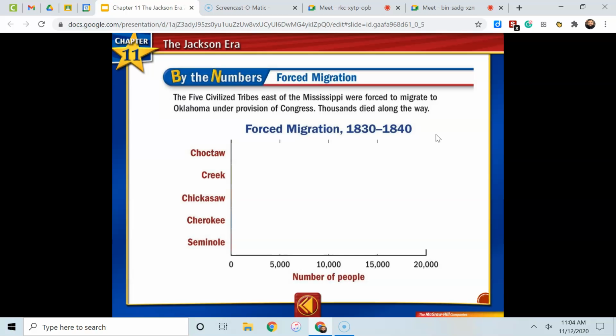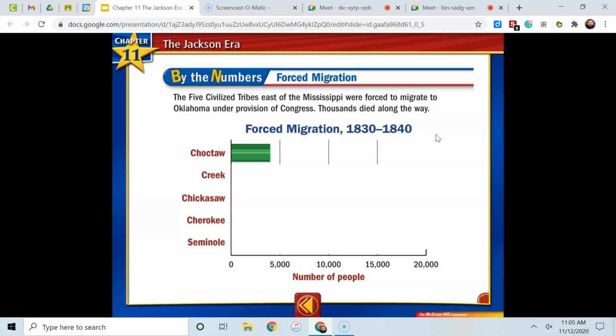And so, of the tribes that are most affected, we've got the forcing of kind of 5 different nations. We've got Choctaw, the Creek, Chickasaw, Cherokee, and the Seminole nations, which are forced into migration between 1830 and 1840. And again, they're moving to Oklahoma under the provision, of course, by Congress. So when we look at this, unfortunately, thousands die.